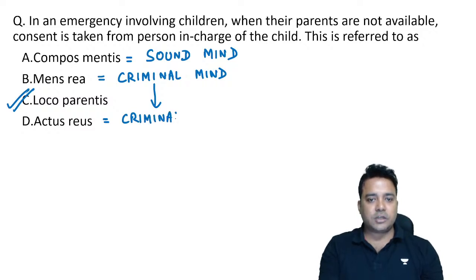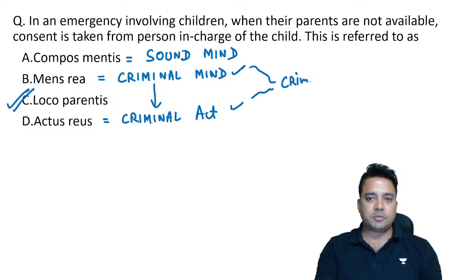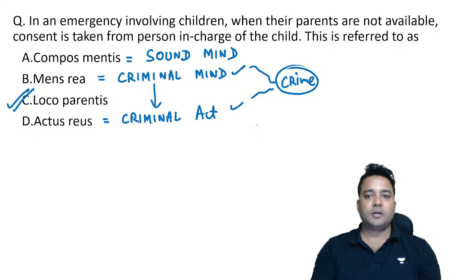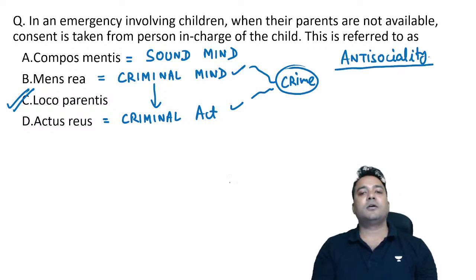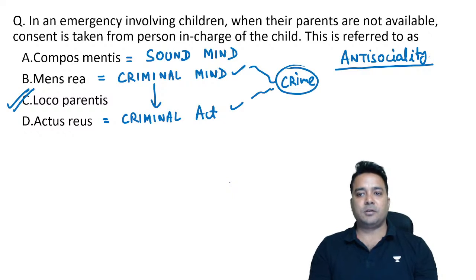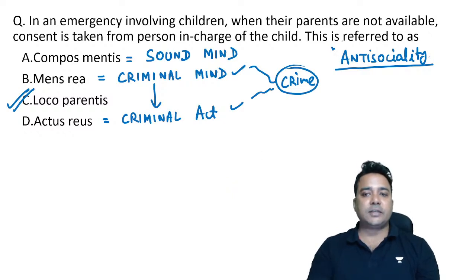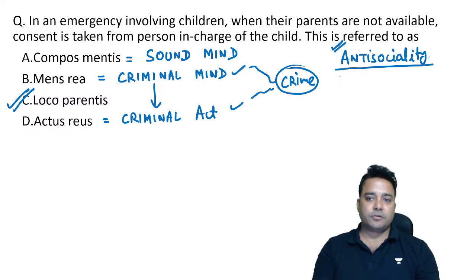So what are the two essential components of a crime? These two aspects. ये दोनों जब मिल जाते हैं तो क्या हो जाता है? Crime हो जाता है. Crime is being done by a person. Then a person is having anti-social mind. Anti-social element है. Antisociality is a feature of which cerebral lobe disorder? Frontal, parietal, temporal, occipital, also called as frontal disinhibition syndrome. कौन से लोब के डिसऑर्डर से होता है? फ्रंटल.